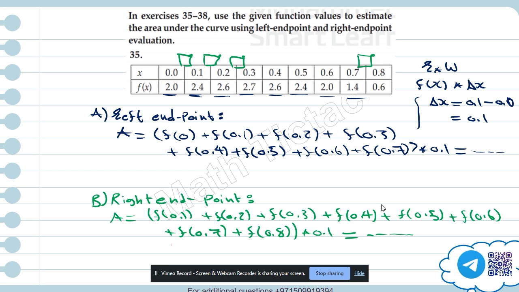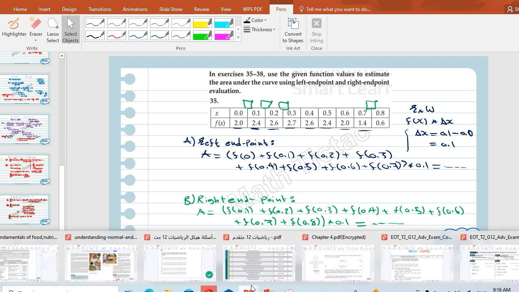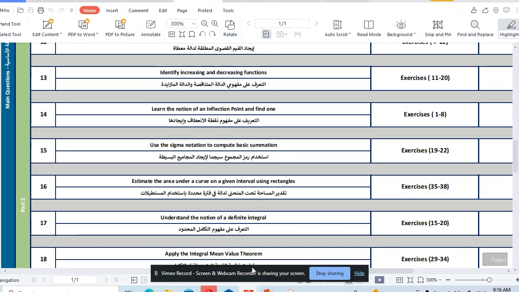So that's it. Inshallah, in the next video we'll talk about another topic. We'll see how to understand the notion of definite integration. These will be exercises from 15 to 20. So see you then.